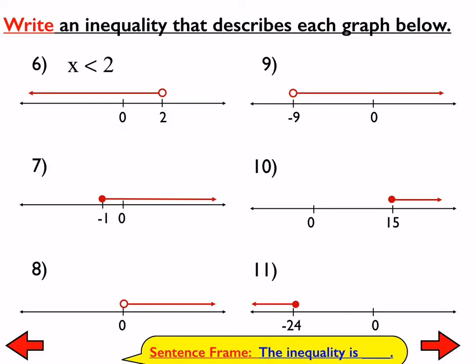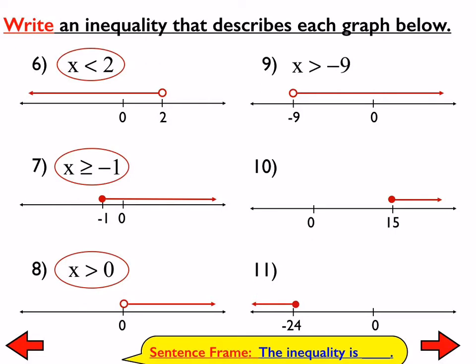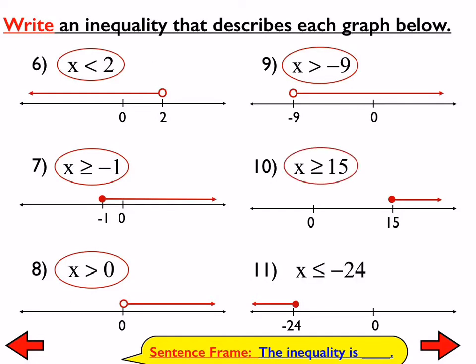Number 7, the inequality is x is greater than or equal to negative 1. Number 8, the inequality is x is greater than 0. Number 9, the inequality is x is greater than negative 9. Number 10, the inequality is x is greater than or equal to 15. And number 11, the inequality is x is less than or equal to 24. All right, we are finished for today.